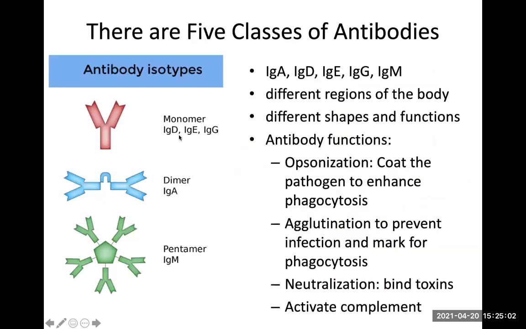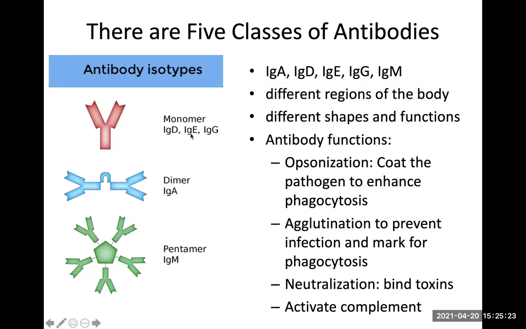So there's 5 classes or categories of antibody. We just name them A, D, E, G, and M. And we say Ig for immunoglobulin.